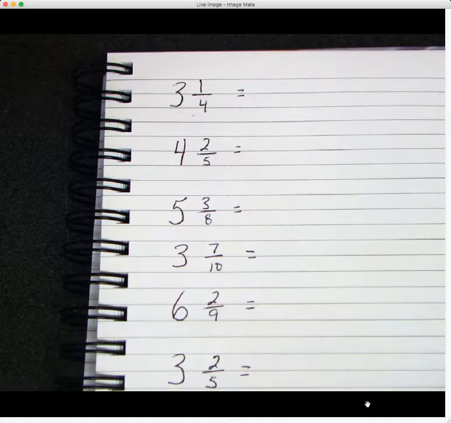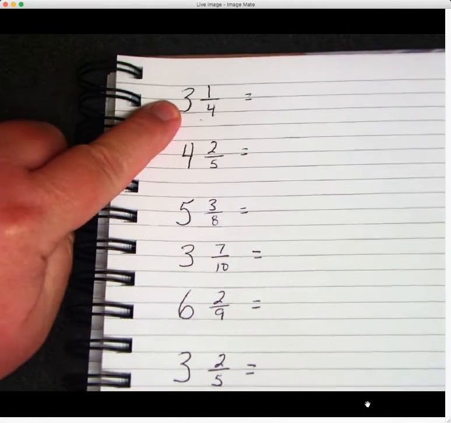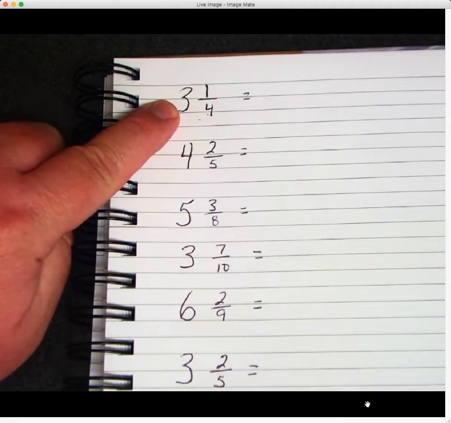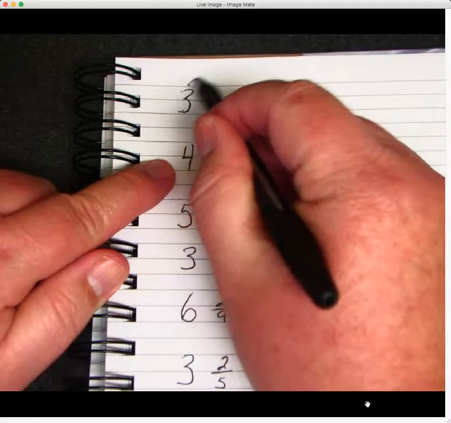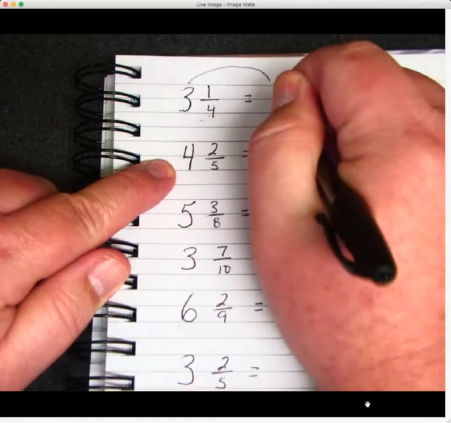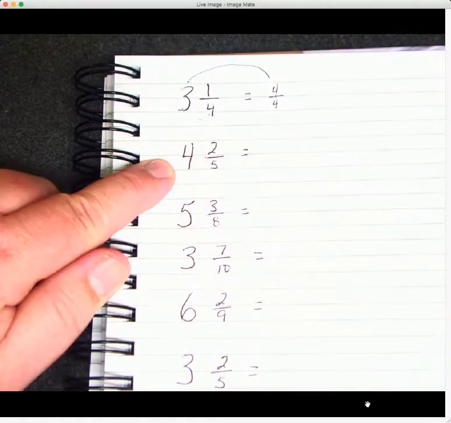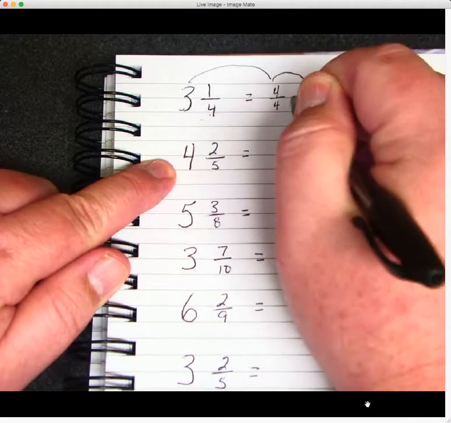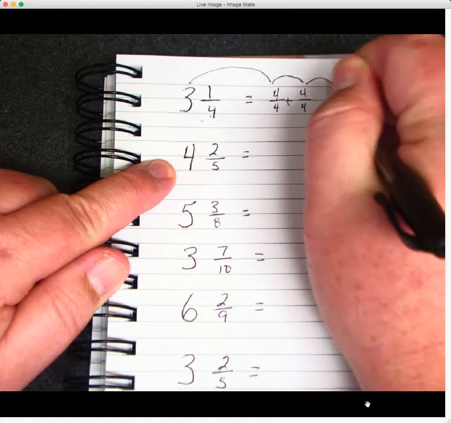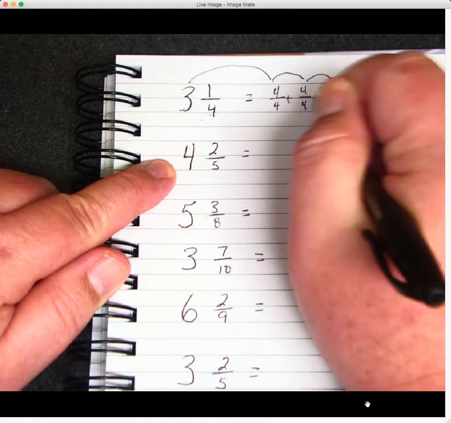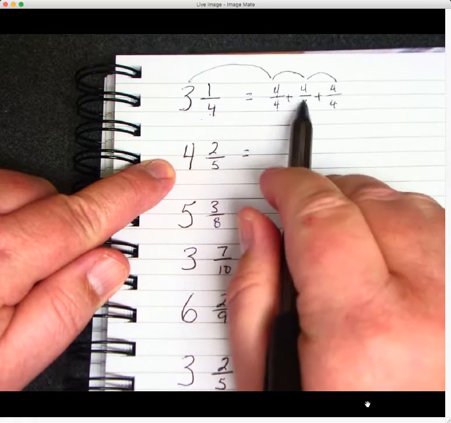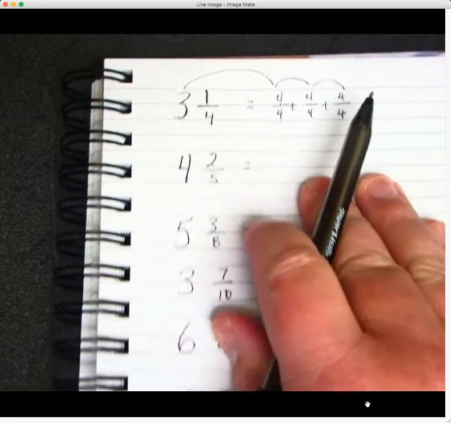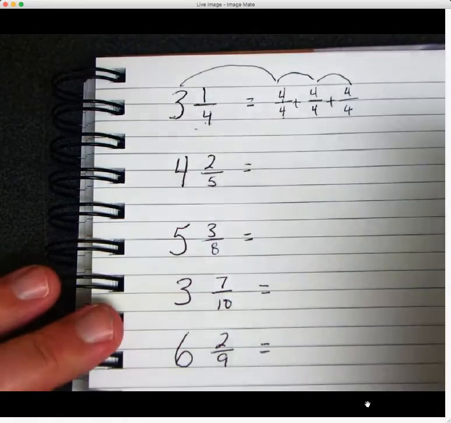So the long way to do this, if we think about 3 and 1/4, then we have to think about fourths if we're going to write this as an improper fraction. So I could take 3 and I could do 4 fourths, that would be 1, 4 fourths, that would be 2, and then another 4 fourths. You know these equal 1, right? 4 fourths would be 1. So I could split my 3 up and make 4 fourths and 4 fourths and 4 fourths.